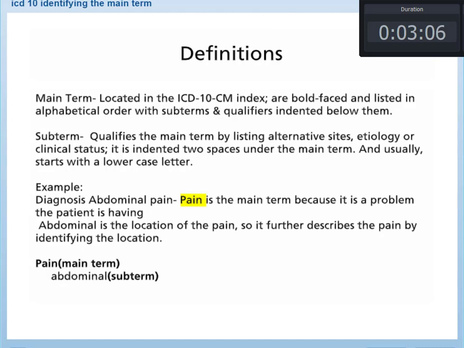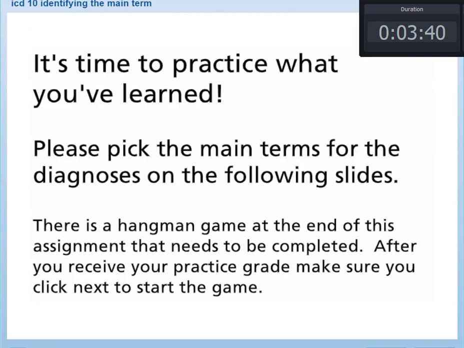So I have an example right here for abdominal pain. Your main term is pain. The type of pain the patient is having is your subterm. So you will look up your main term, pain, and this is how it looks in your ICD-10 book. The pain is bolded with a capital P at the beginning. And as you can see, the subterm is indented under the main term, it's a lowercase letter, and it's not bolded. Now let's practice.